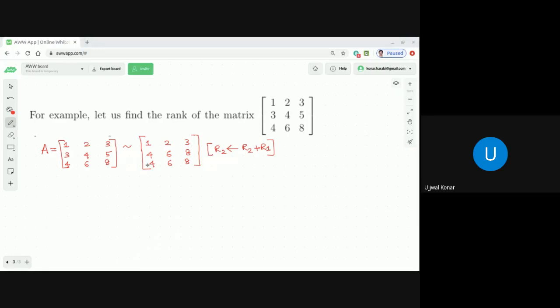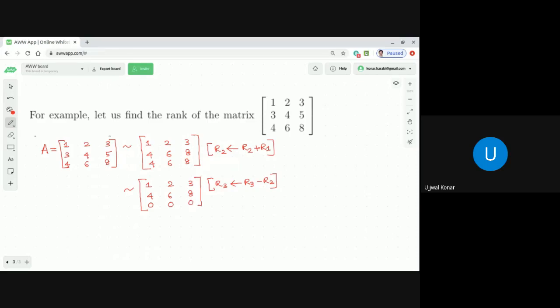After that, what we are going to do, dear students, is make my new R3 equal to old R3 minus R2. So I'm again writing the blank matrix, and after that I'll write the operations and then fill the elements accordingly. My new R3 is nothing but R3 minus R2. So the first row will remain the same, that is 1, 2, and 3. And the second row also will remain the same, that is 4, 6, 8. Now the new third row will be the old third row elements minus corresponding elements of R2. So that becomes 0: 4 minus 4 is 0, 6 minus 6 is 0, 8 minus 8 is 0.